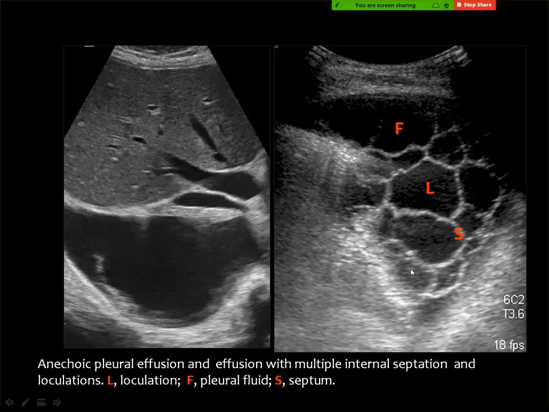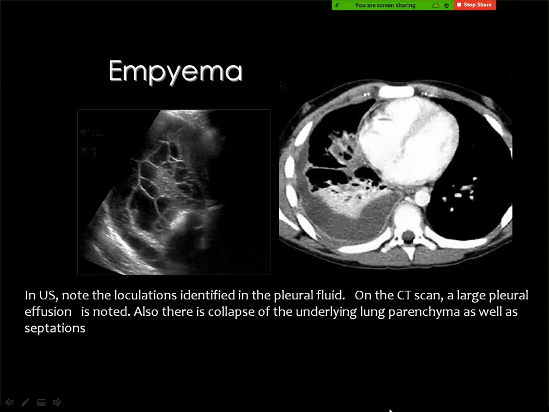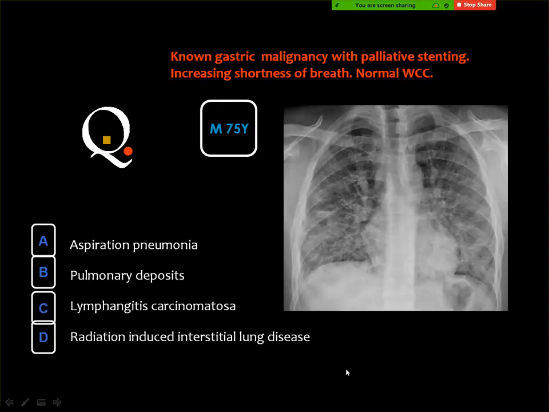So ultrasound is the only way. It is more sensitive than CT and MRI in detection of internal septations within the empyema. And this is an example. This is CT of an empyema with underlying lung collapse, and this is the ultrasound of the same case. And you can see how many septations are within the lesion which are not seen totally by the CT scan.